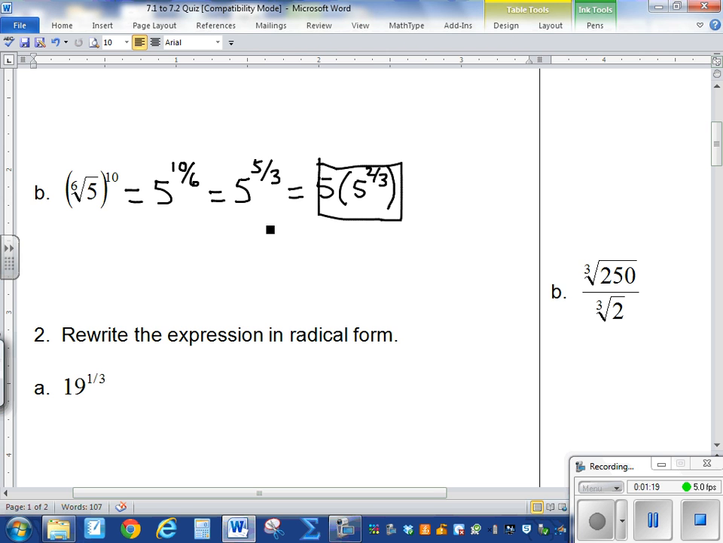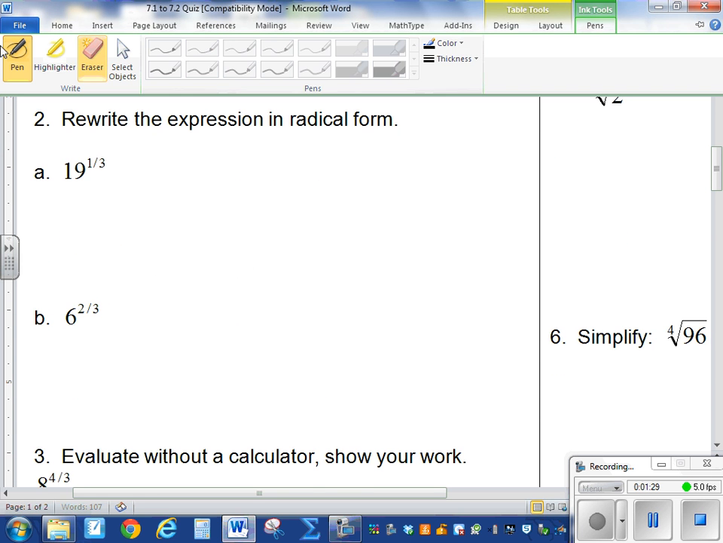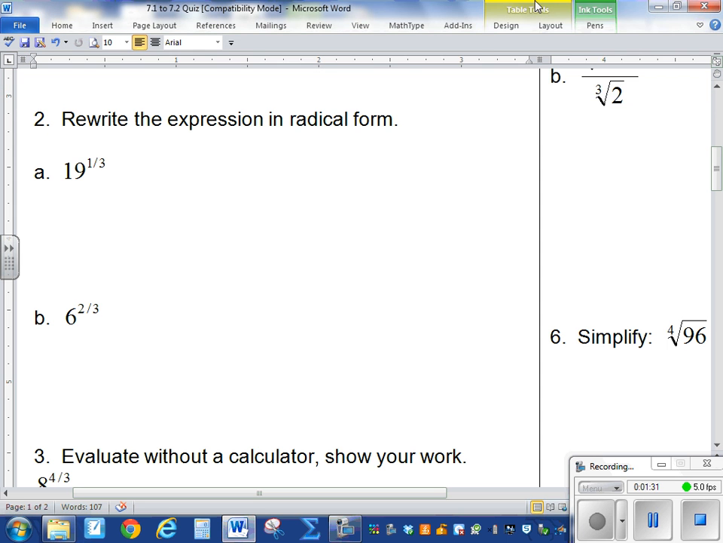Alrighty, next one. So rewrite an expression in radical form. 1/3 power. The bottom 3 is your root, so it's a third root of 19 to the first power, but the first power doesn't really do anything, so that's it with that one.